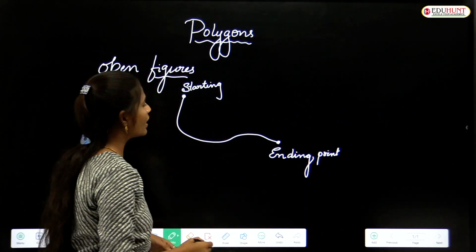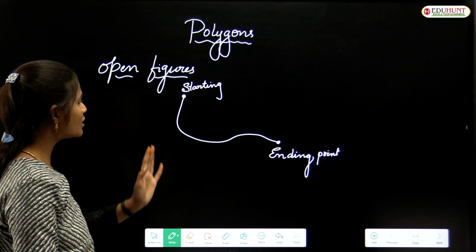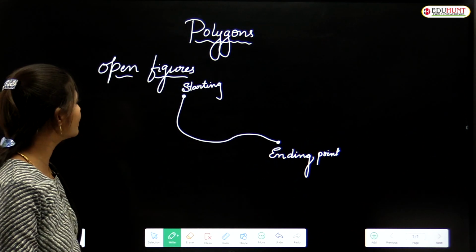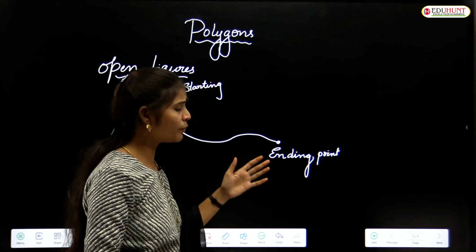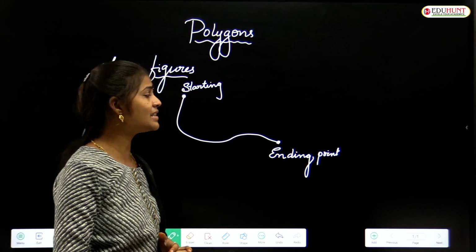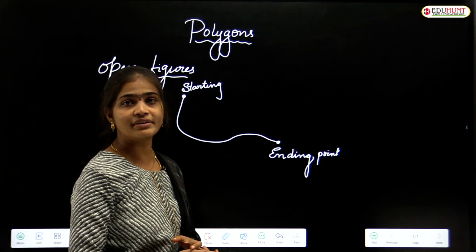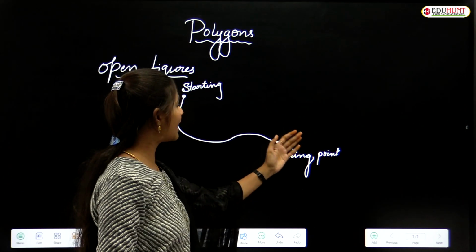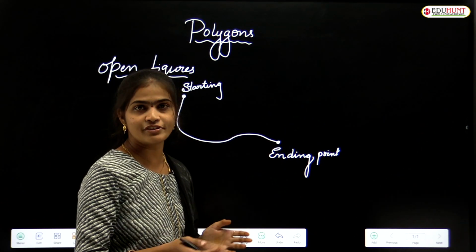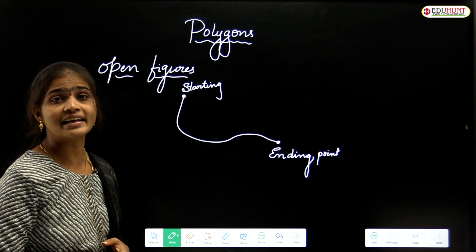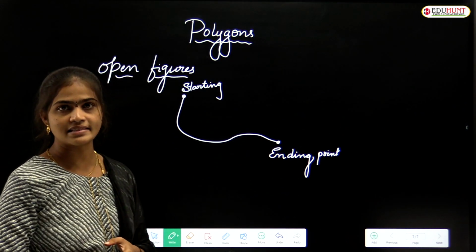Is it clear? Now observe this figure. Here we can say there are two points, one is the starting point, another one is the ending point. So if a figure has a starting point and an ending point that are different, then we call that type of figure an open figure.